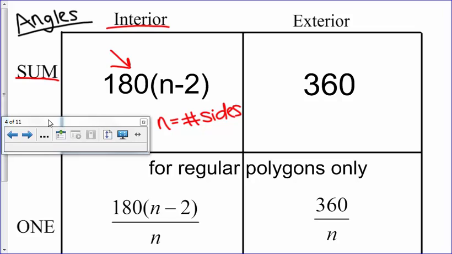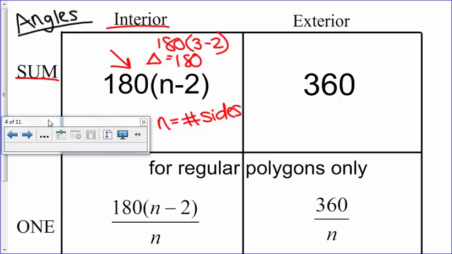So for instance, you already know what a triangle is. A triangle is 180. Well, we could use the formula and say 180 times 3 minus 2, in case you forget. Well, 3 minus 2 is 1. That's how we know that the sum of a triangle equals 180. So you can do that with all the different sides. That's the sum of the interior.